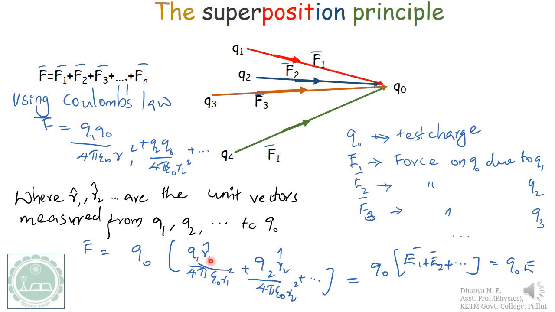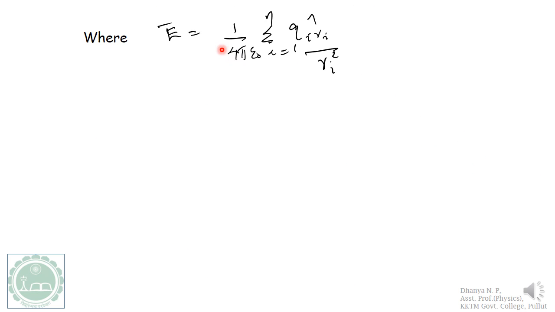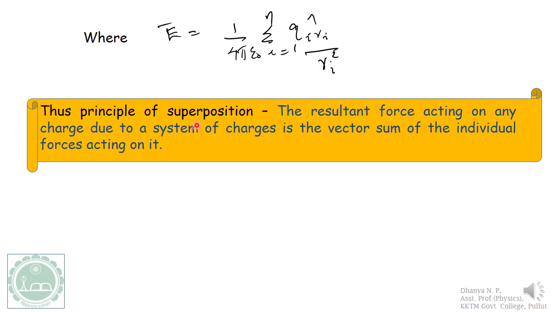Q1 R1 by 4 pi epsilon 0 R1 square plus Q2 R2 by 4 pi epsilon 0 R2 square plus etc. That is Q0 into E1 plus E2 plus etc. It is Q0 times E, where E can be written as 1 by 4 pi epsilon 0 sigma i equal to 1 to n Qi Ri by Ri square. Thus the principle of superposition.